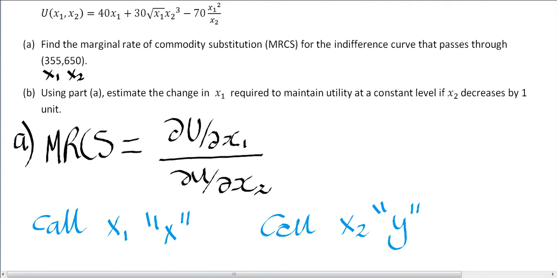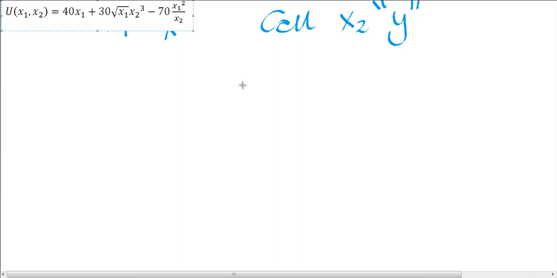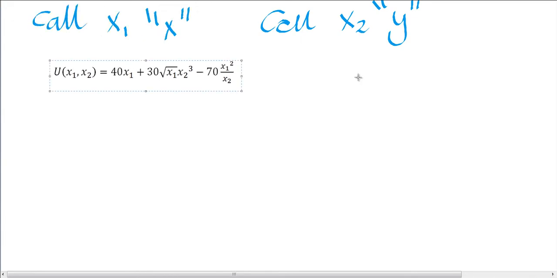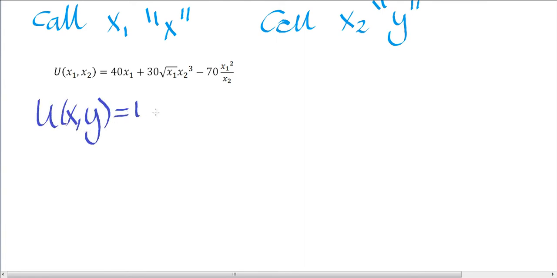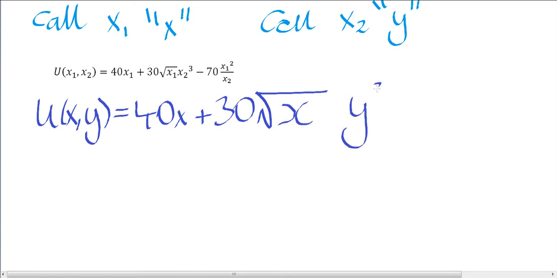So I'm going to go down to a new white space on the board, and I'm going to take this down with me. So I need to find, like before, both partial derivatives. So I'm going to rewrite that function in terms of x and y. So I have u of x and y equals 40 root x plus y cubed, minus 7 x squared all over y.